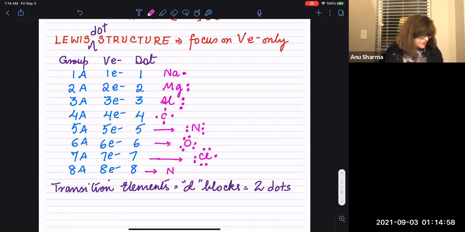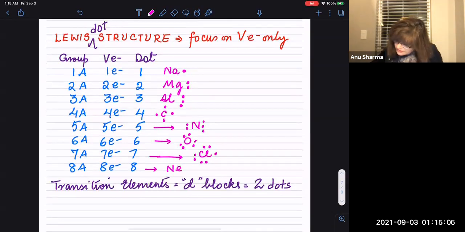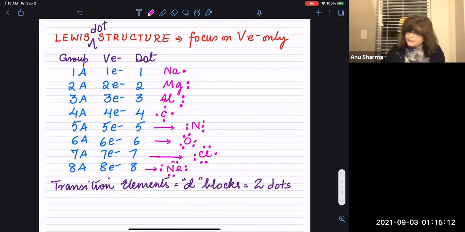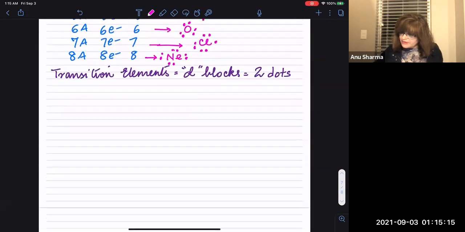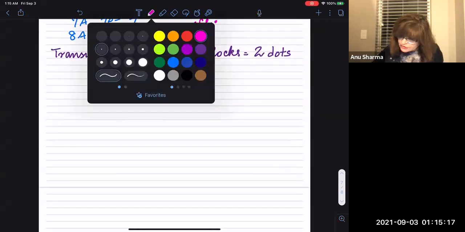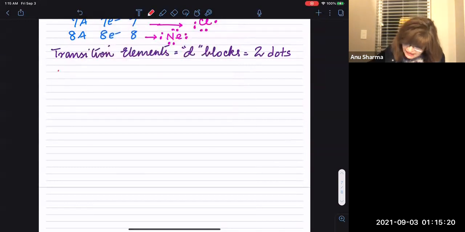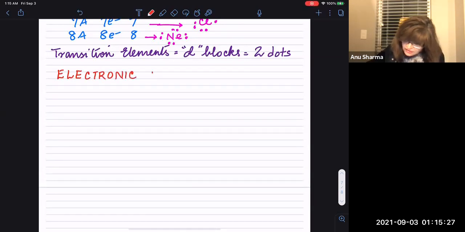Did we do all this? Okay, I covered carbon. So, let's say neon. Neon will have 8 dots. So all the noble gases will have 8 dots. Okay, so that's one piece. So you guys can make this based on the valence electrons. Now let's look at the electronic configuration in d blocks.